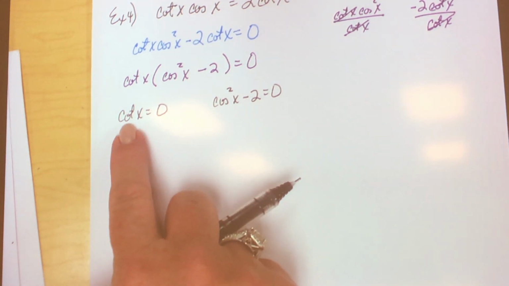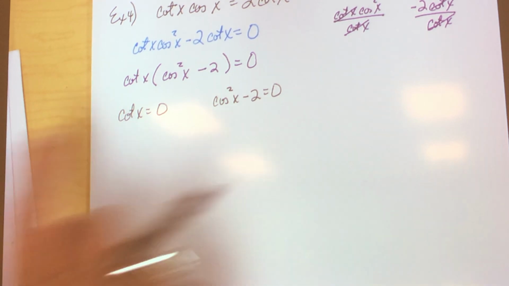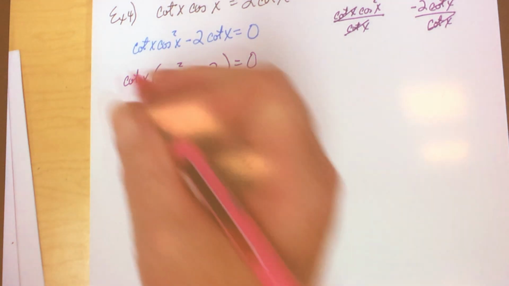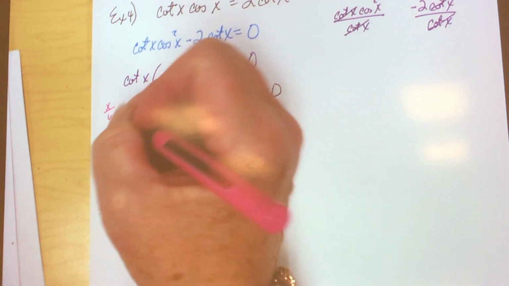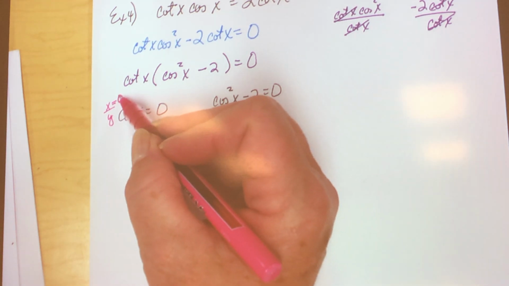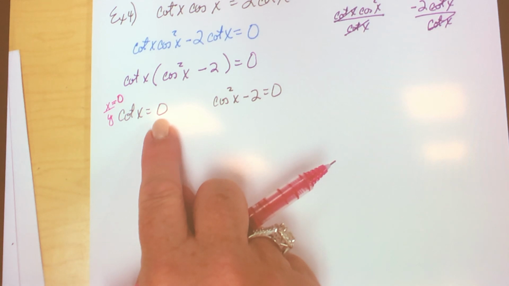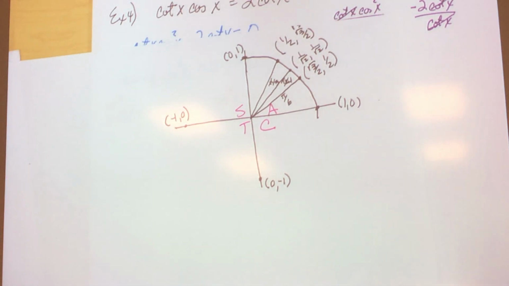So what is tangent? Y over x. So cotangent must be what? X over y. So this is x over y. Really what I'm looking for is, where is x equal to 0? Do you agree with that? So I'll look at that little drawing. Where's our little drawing? Okay, here he is right here.